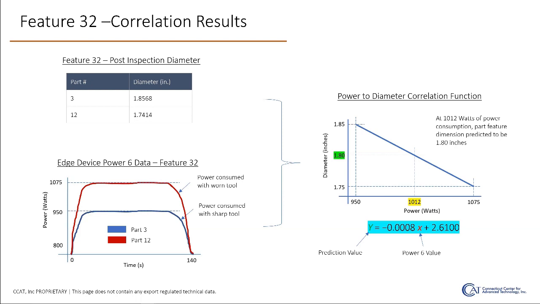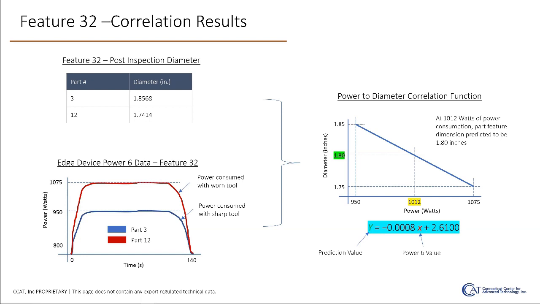And so with those 2 points, we can calculate a line equation, and that equation becomes our model from which we can make a prediction of what the feature diameter is going to be, given the signal that we're getting off of the spindle power measurement.